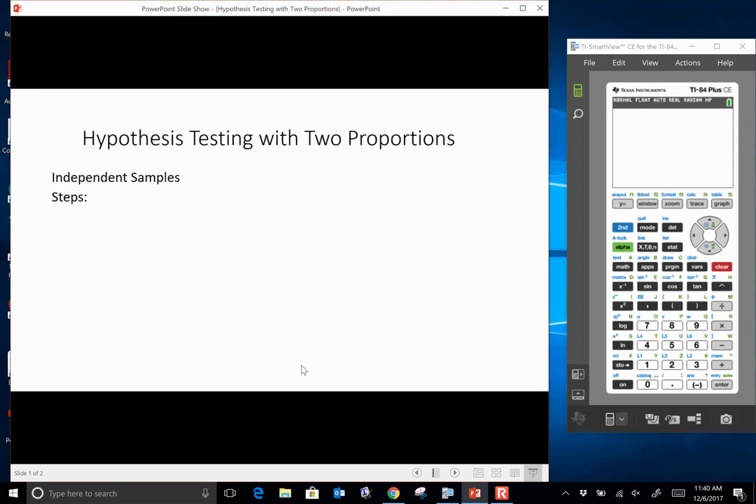In this video, I'm going to go through hypothesis testing with two proportions. We will be looking at two independent samples. So let's go through the steps of the hypothesis test. These should look pretty familiar if you've done hypothesis tests before.